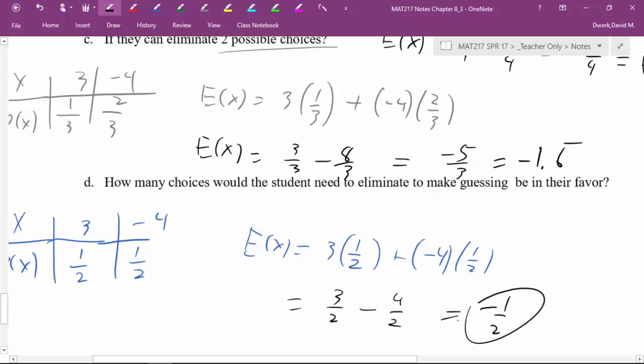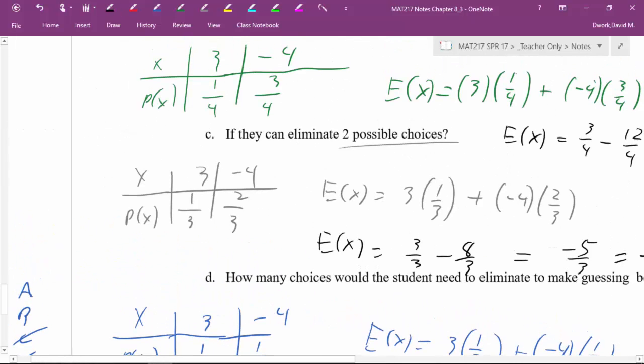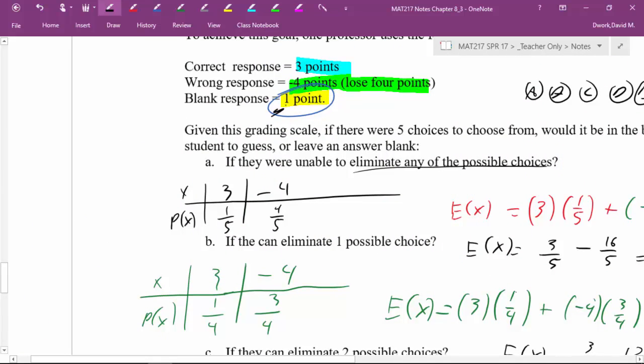So therefore, when do you guess? You don't, right? Only when you know the answer do you actually answer it. And I could have easily made this 0 points. I just made it 1 point just to really illustrate that what we're doing is comparing the guessing to the value of leaving it blank and deciding which is better.